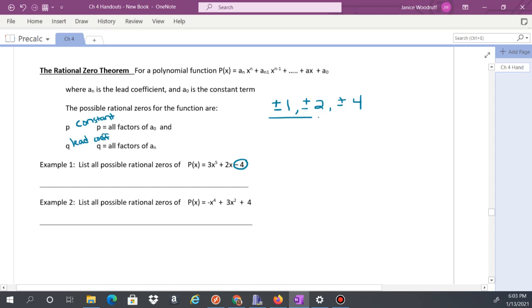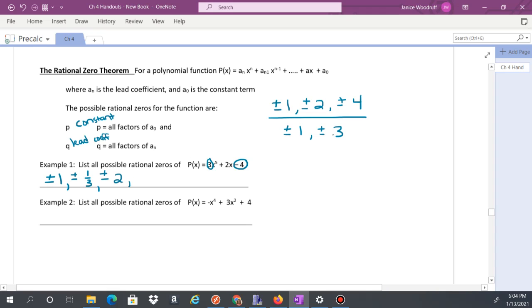And then your leading coefficient is 3. Only thing that multiplies to 3 is 1 and 3. So it would just be plus and minus 1, plus and minus 3. And then you just take that and break those out. Okay, so that means you go like this. You do 1 over 1. So that would be 1. And then 1 over 3, which would be 1/3. So plus or minus 1/3. Then you do the 2 over 1, which would be plus or minus 2.